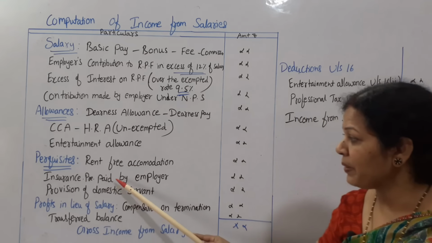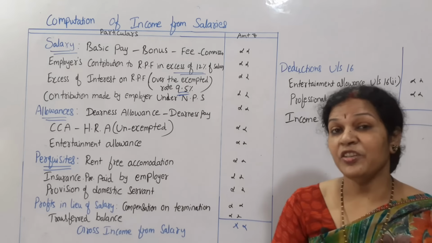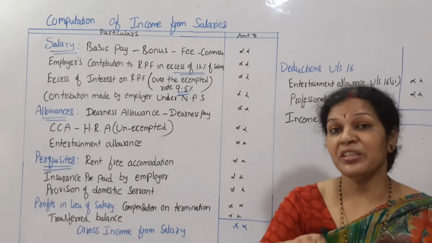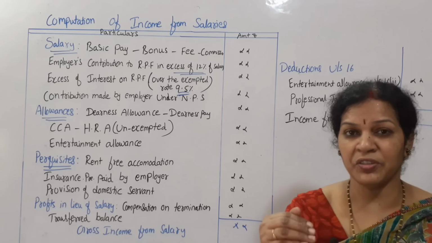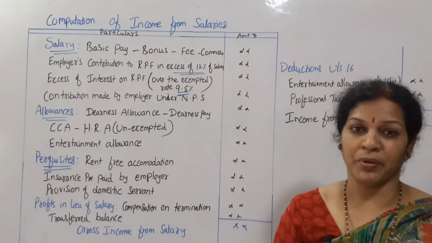And insurance prepaid by the employer. Insurance prepaid by the employer for the employee also comes under the perquisites, extra benefit. And also provision of a domestic servant. If the employer is giving any servant, that is also a perquisite. Perquisites means nothing but extra benefits which are given to the employee.